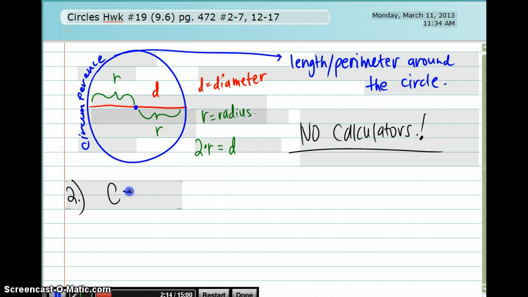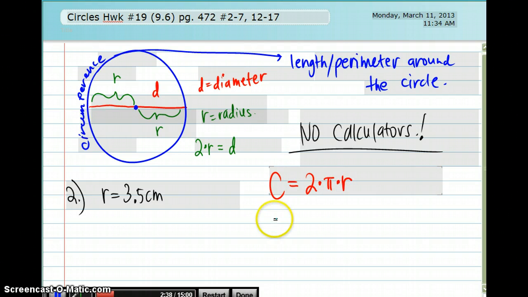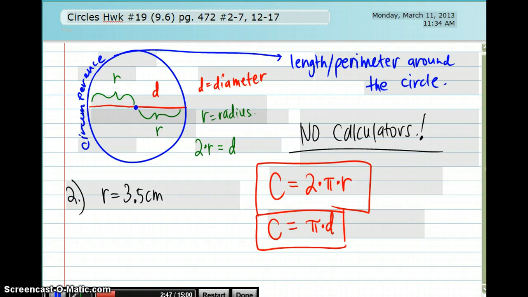So circumference comes as 2 different formulas, and you're going to write that formula for every single question, whichever is appropriate for that question. Now for number 2, they tell us that the radius is 3.5 centimeters, and so I'm going to use the circumference formula. There's 2 of them. The first circumference formula is 2 times pi times the radius. The second one is circumference is equal to pi times the diameter. What you'll see is these 2 are equivalent to one another because diameter is twice the radius, and that's exactly what is happening right here with the formula.